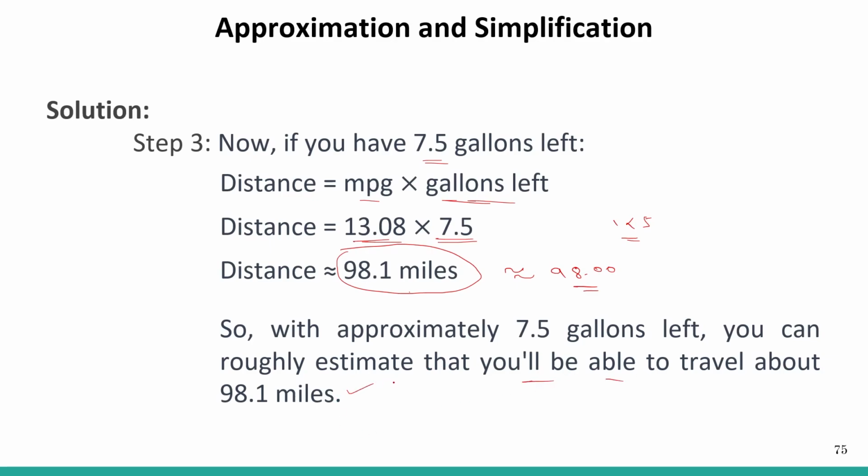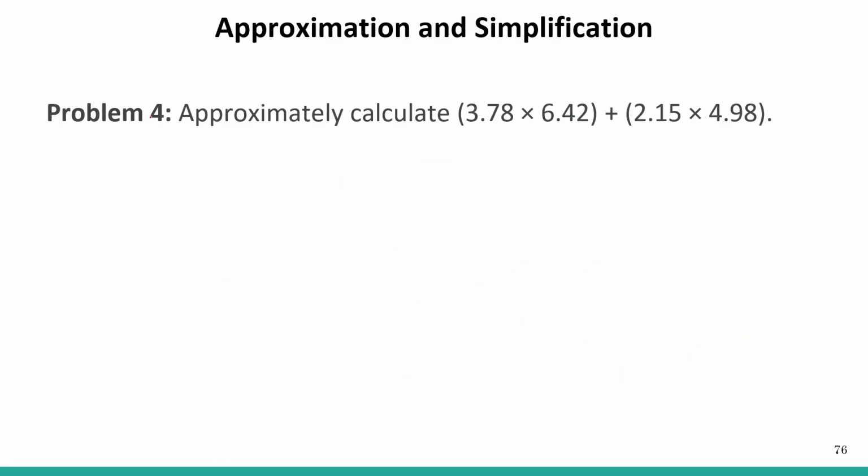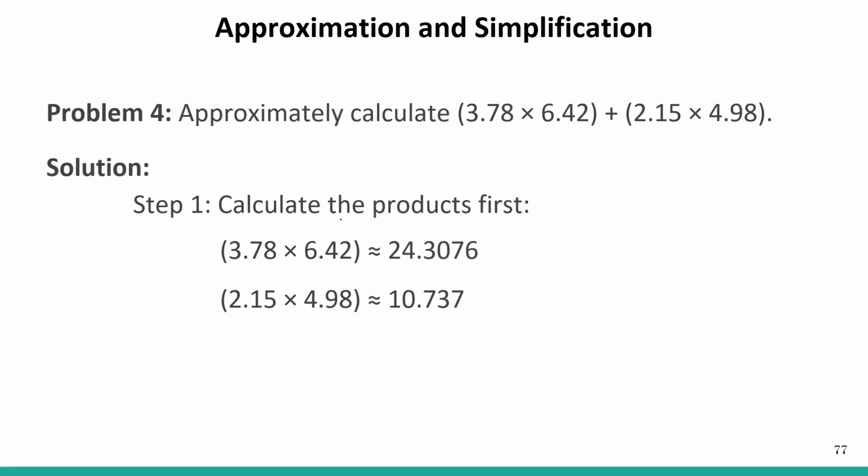98.1 miles or 98 miles. Let's go forward with problem number 4. Approximately calculate 3.78 into 6.42 plus 2.15 into 4.98. So calculate the product first. 3.78 into 6.42 is approximately equal to 2.307876. So 2.15 into 4.98 is approximately equal to 11.737.